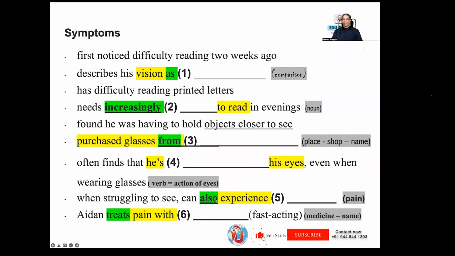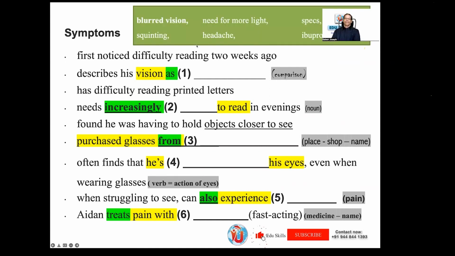When struggling to see, can also experience dash. So also experience some, usually what you experience when you are sick, some pain possibly, right? Aiden treats pain with, treatment always with some pill or medicine, something like that. So, you know, a medicine name will be there. That's what I said, what you have to listen for. You have to listen for names, feelings, emotions, or you have to listen for synonyms, paraphrasing, all those things. So you see, blurred vision, need for more light, specs, squinting, headache, ibuprofen.